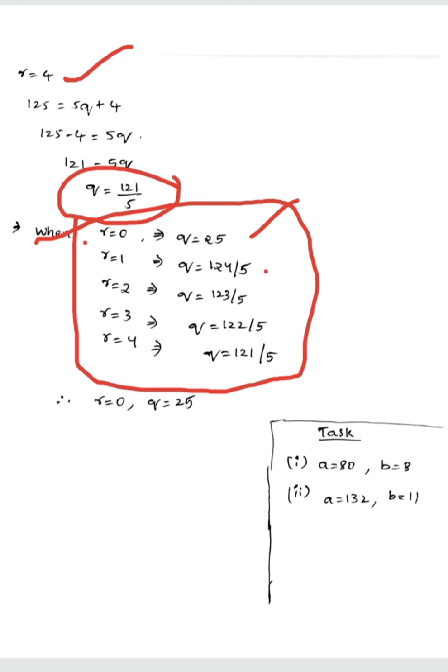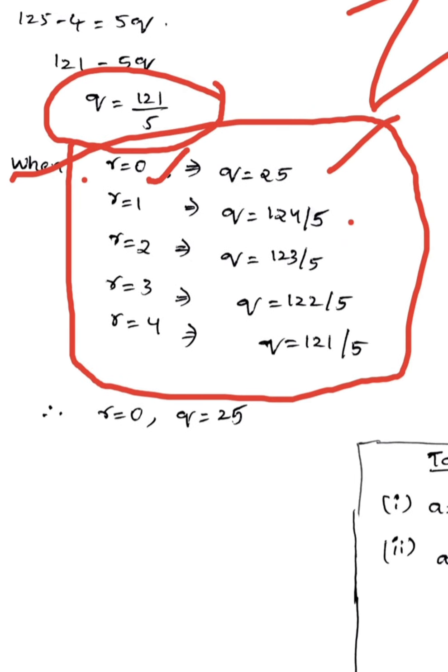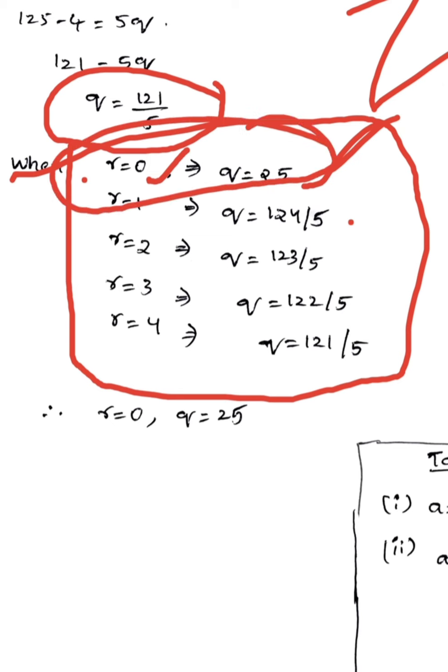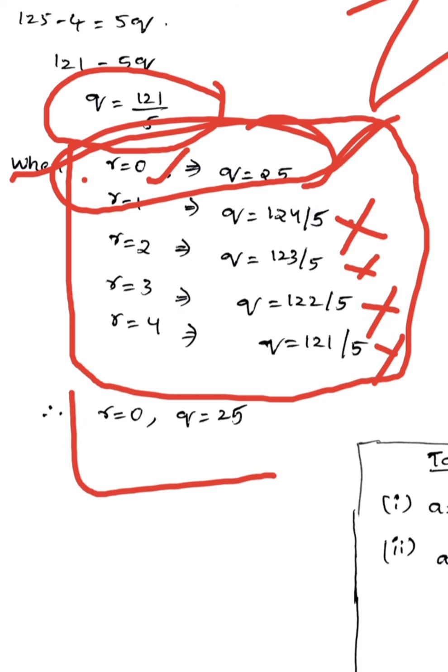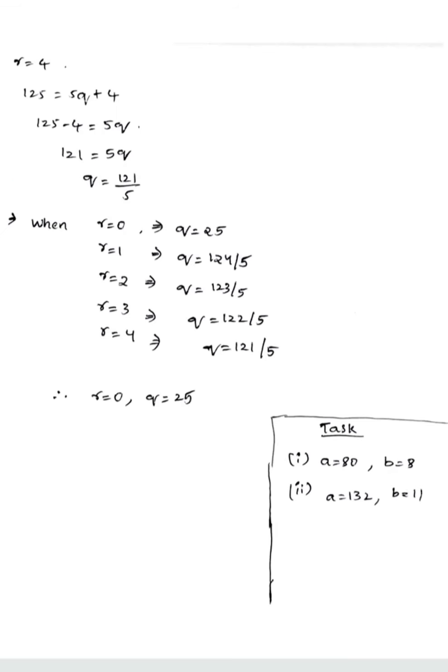So among these 5 values, what do we need to choose? We need to choose the values where q and r are both integers. Now r equal to 0 is an integer and q equal to 25 is an integer, so we can take this value. Q equal to 124 by 5 is not an integer, and here it is not an integer, not an integer, not an integer. So the final answer is: when r equals 0, q equals 25.